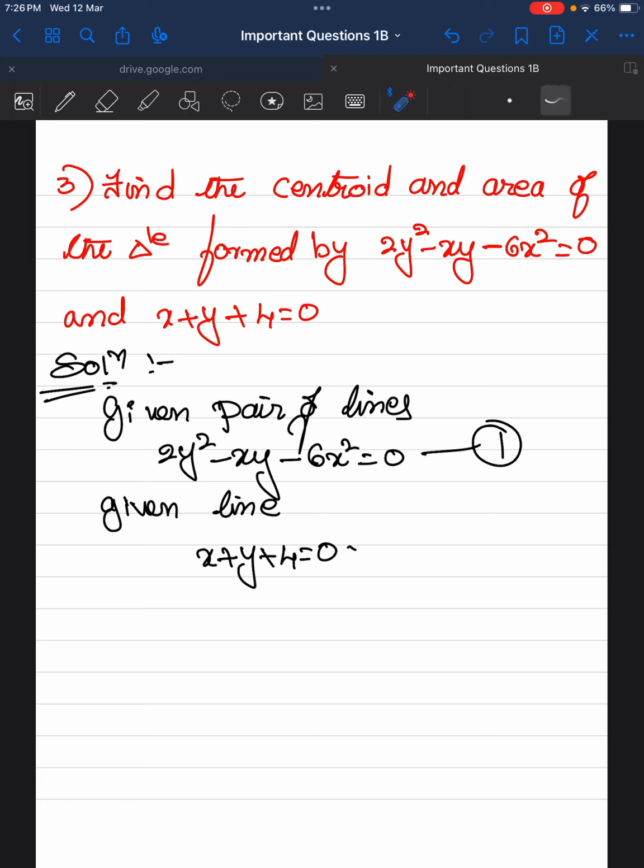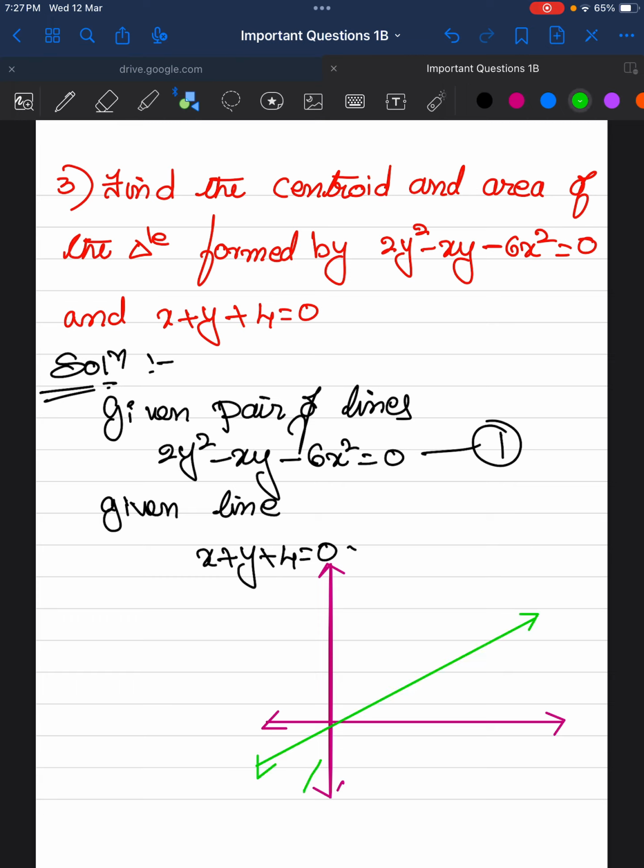Clearly, if this is a pair of lines without x, y or constant terms, 100% they'll pass through origin. If the lines are passing through origin, listen carefully. This is the x-axis and this is the y-axis. Our pair of lines is passing through origin. We can take these two as a pair of lines which are passing through origin. So, one equation represents two lines. Now, the third line, they gave a single line. This is our single line. Okay. So, all of you observe that. This is the second equation.